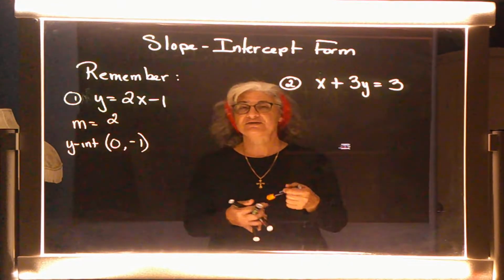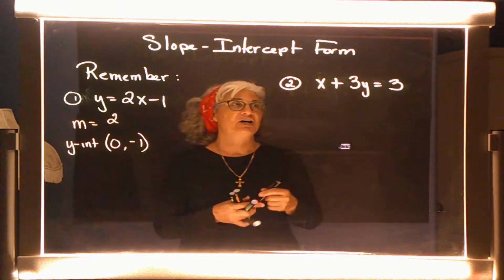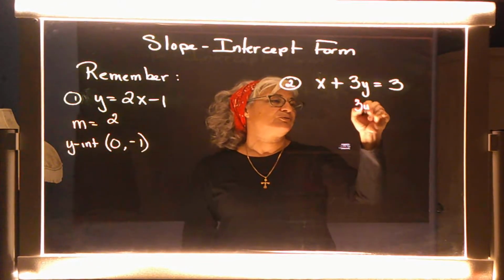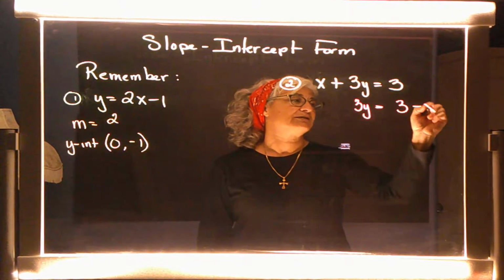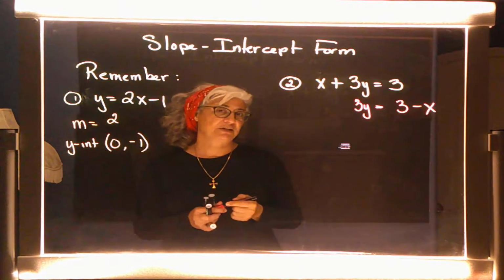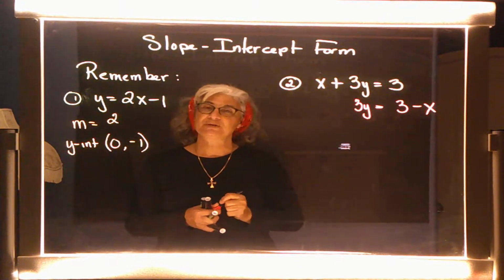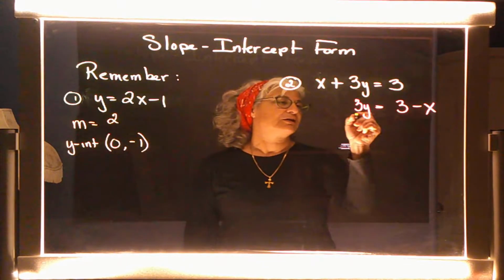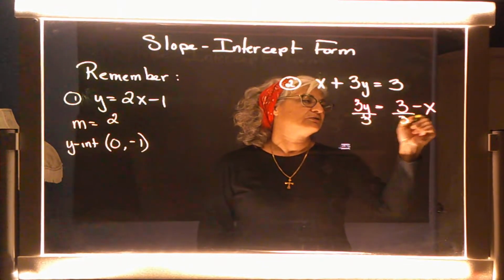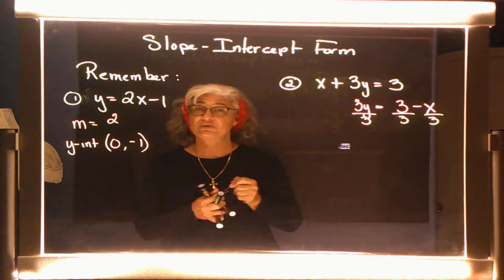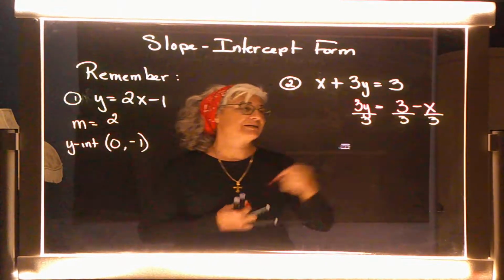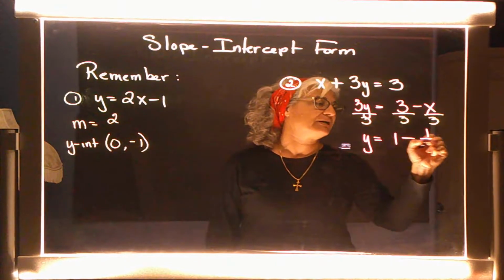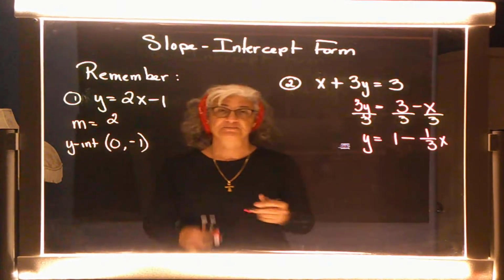Excellent. Okay, over here, is the y by itself? You're right, it's not. So what are we going to have to do? Yeah, we're going to first off have to move that x over. So I end up with 3y equals 3 minus x. And then what are we going to have to do? Excellent. We have to divide everything by 3. Agreed? Okay, so we divide everything by 3 in order to get that y by itself. And when we do this, we end up with y equals 1 minus 1/3 x, don't we?